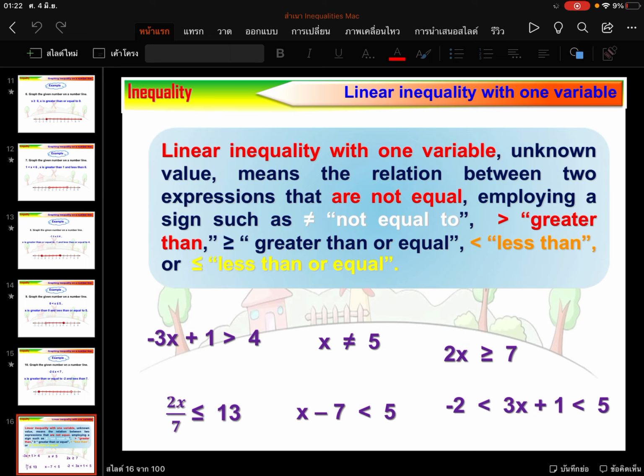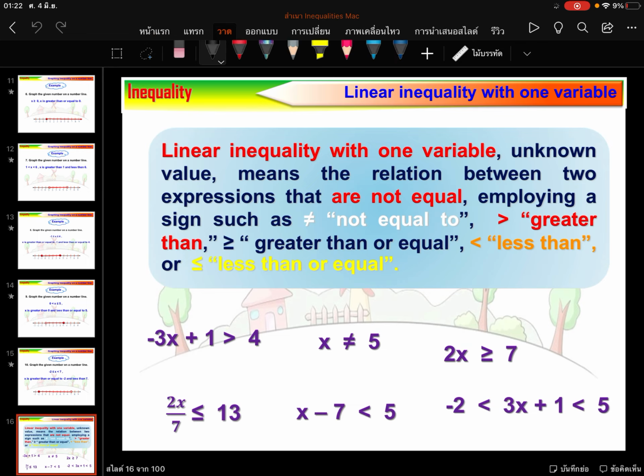Linear inequality. We will start with linear inequality with one variable here.